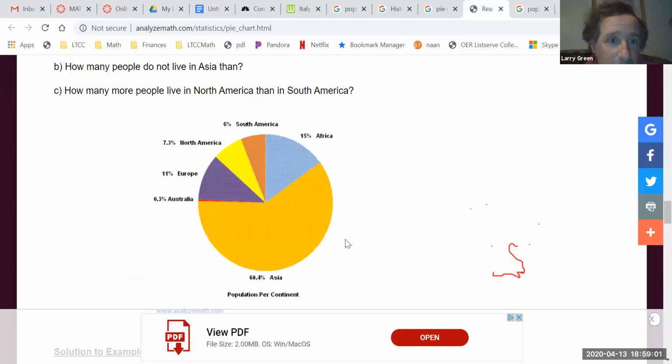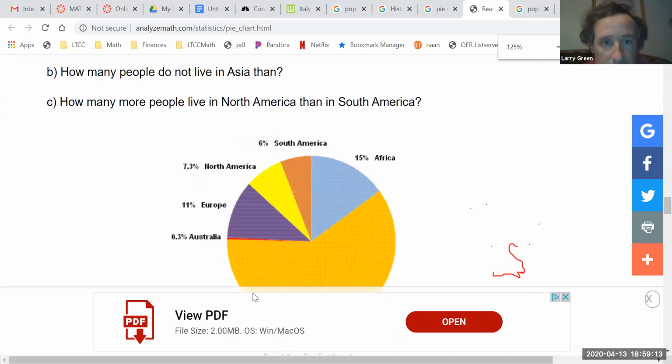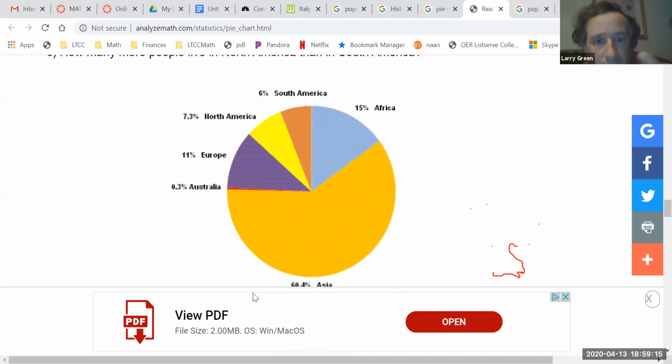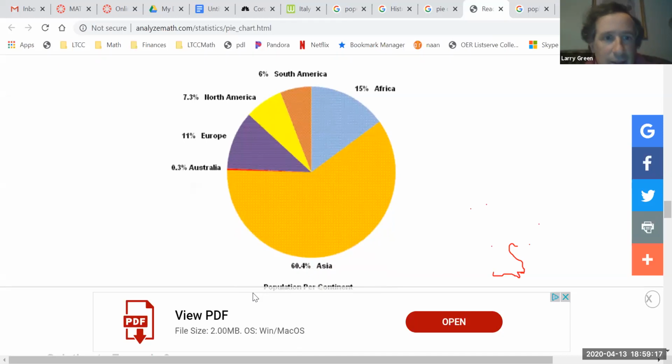Okay. How many people are there in Australia? So the question is, how many people are there in Australia? And again, we're given this pie chart. Hopefully you can read that. Maybe I'll make it a little bigger. How many people are there in Australia? Remember, we're given the fact there's 8 billion people in the world, which I found by Google. Let's see if you can do that. I'm going to give you a minute or two.